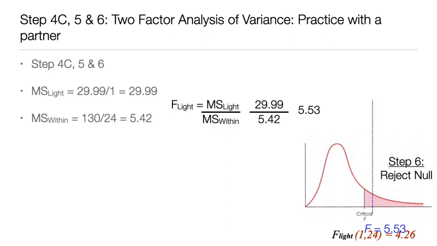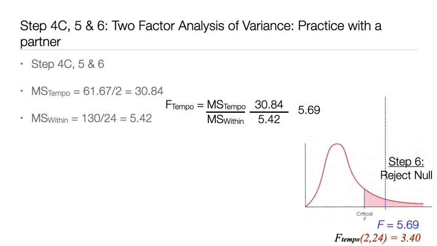When we do this again for tempo, we're going to now take those tempo sums of squares and those tempo degrees of freedom. So 61.67 divided by 2 gives us a mean squared for tempo of 30.84. Notice that mean squared within value is the same, so that hasn't changed. So 30.84 divided by 5.42 gives us 5.69. Again, that is more extreme than our cutoff value, so we will reject the null.